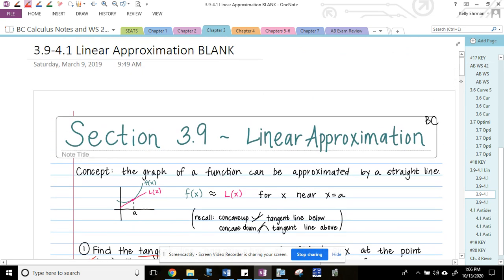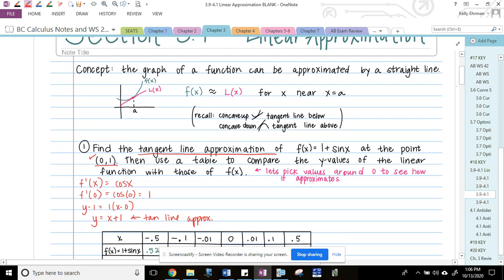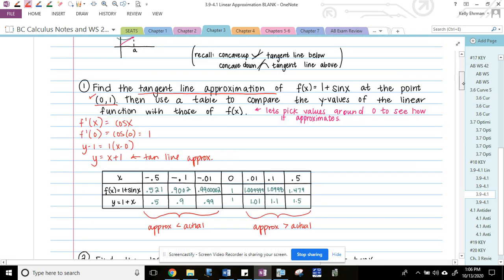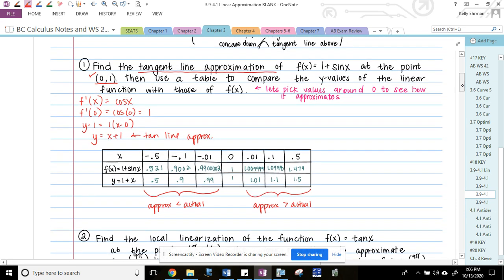Now, back here we said, at our point of tangency, your graph could be concave up or concave down. Well, here the point of tangency will have to be a point of inflection, because if the approximation is less than the actual, that means that we've got this sort of situation going on this side of 0. And if the approximation is higher than the actual, we've got a concave down situation going on to the right.